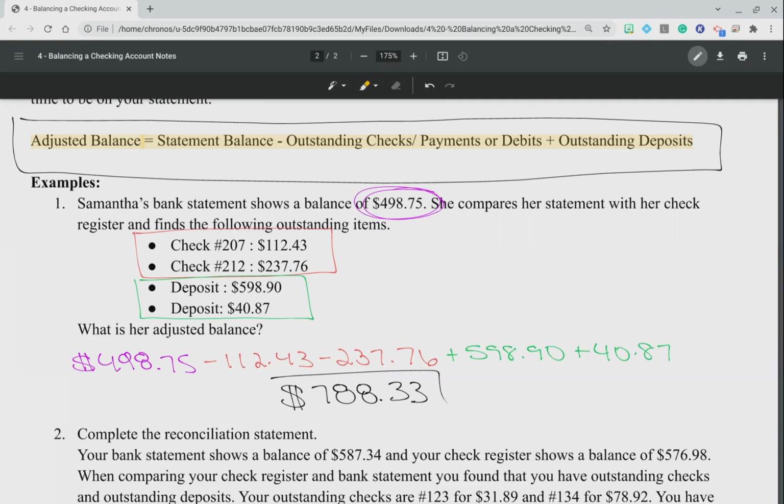So this is how much money is actually in her account. Her statement is just a little bit off because of those transactions that happened a little bit too close to when that statement was printed.